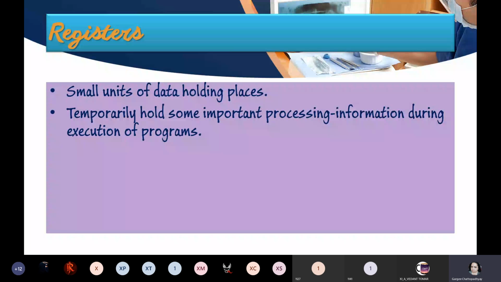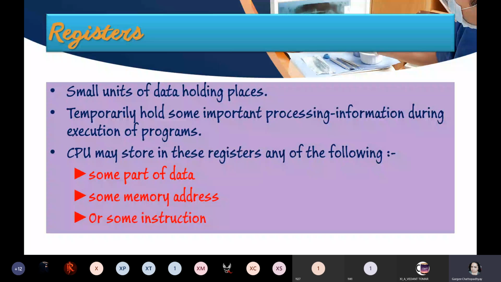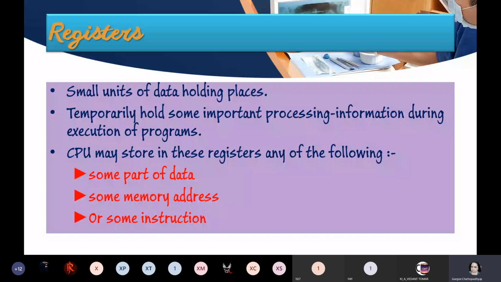Next is registers. They are small units of data holding places. They temporarily hold some important processing information during execution of programs. The CPU may store in these registers any of the following: some part of data, some memory address, or some instruction. Just take some time to read through these points.